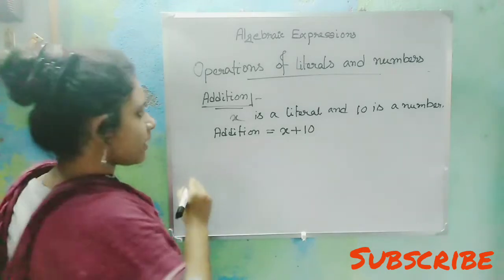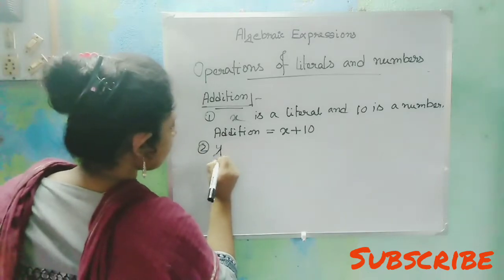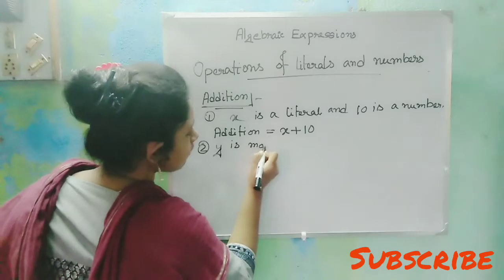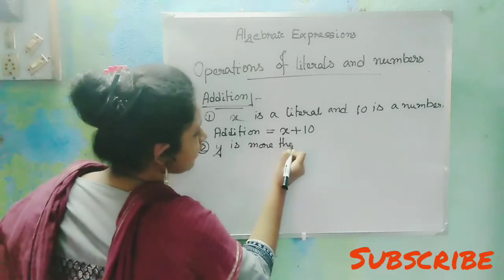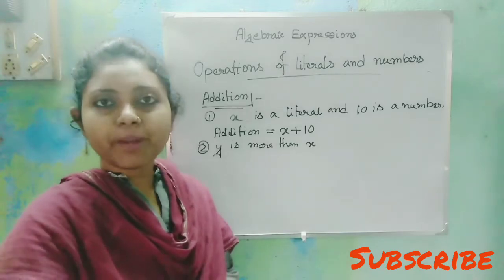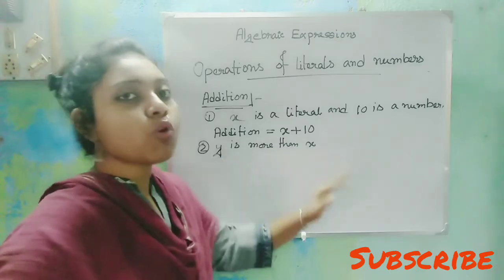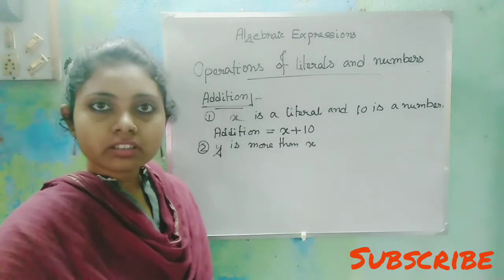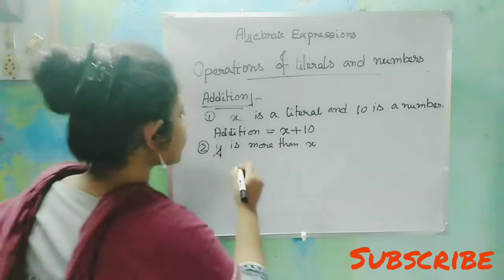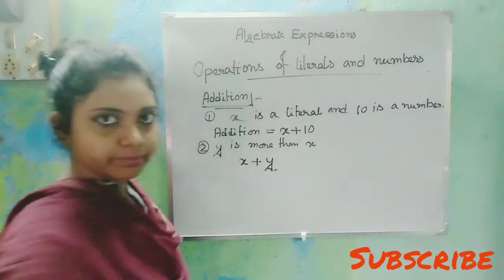Now next example. Y is a literal. Y is more than x. So what is the representation? Y is a literal, x is also a literal. Y is more than x. More than means exceed. More than means addition. That is, the representation is x plus y.